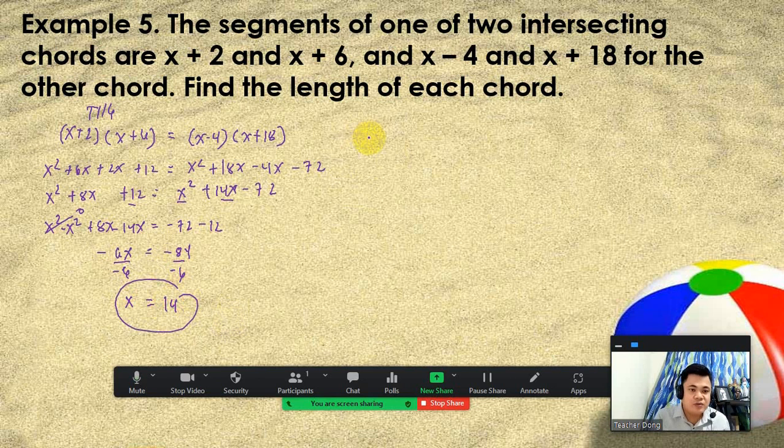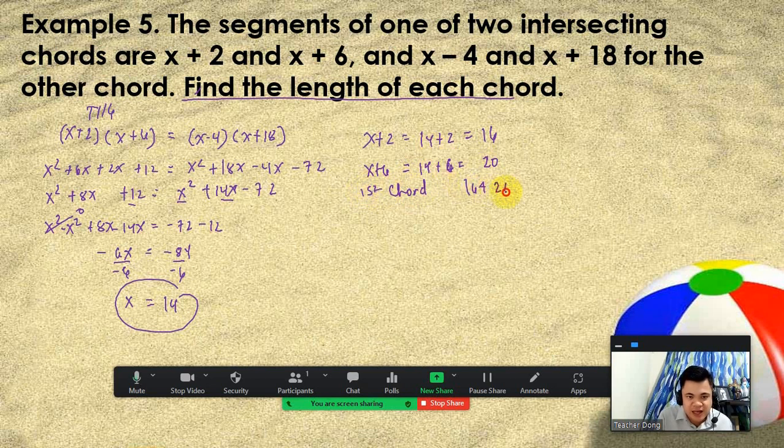Okay? Now, we're not just looking for the value of x. We need to find the length of each chord. So the first chord is x plus 2. And the value of x is 14. 14 plus 2 is equal to 16. And then the other segment, we have x plus 6. The value of x is 14, and 14 plus 6 is 20. So the length of the first chord will be 16 plus 20. So 16 plus 20 is 36 units. So that's the length of the first chord.